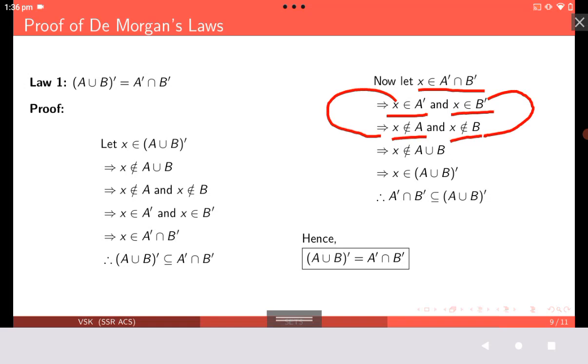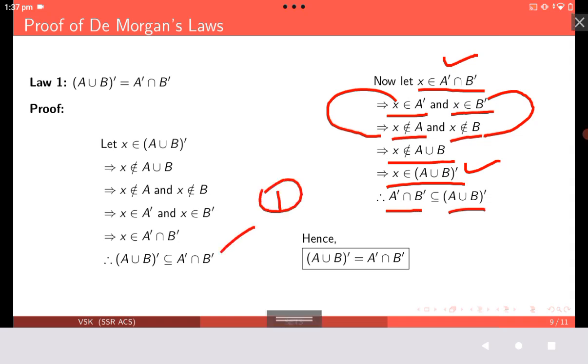Now X is not in A, X is not in B, so it cannot be in A union B. But if it is not in A union B, then where should it be? It should be in its complement. So we have started with an element which is in the intersection of A' and B', and we have proved that it belongs to the complement of A union B. So clearly the intersection of A' and B' is contained in the complement of A union B. So by these two, this is the first and this is the second, these two sets are equal. So in this way we have proved the De Morgan law.